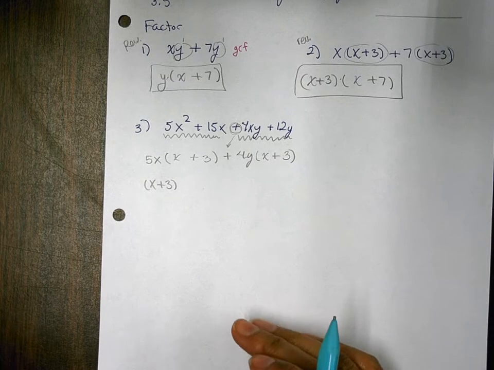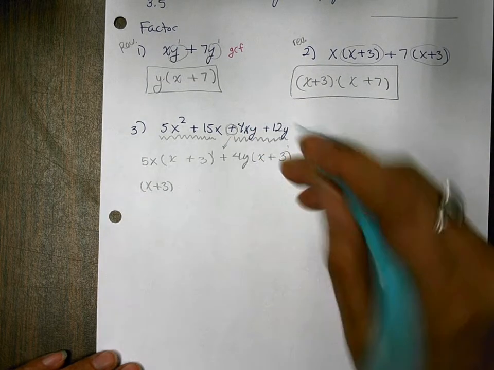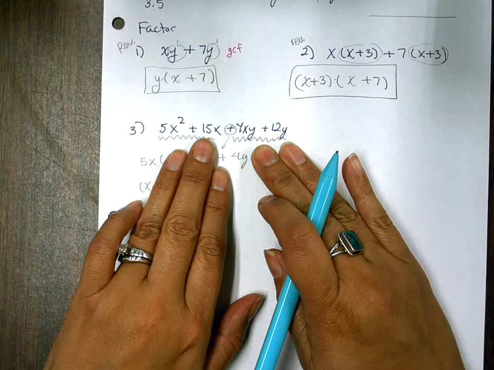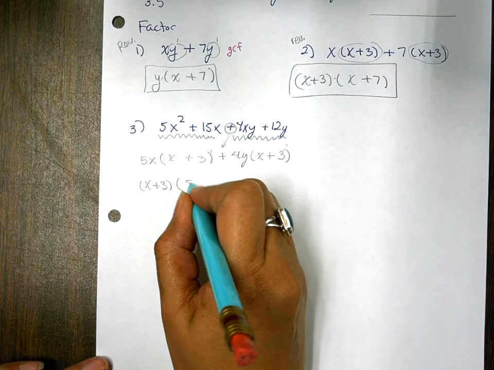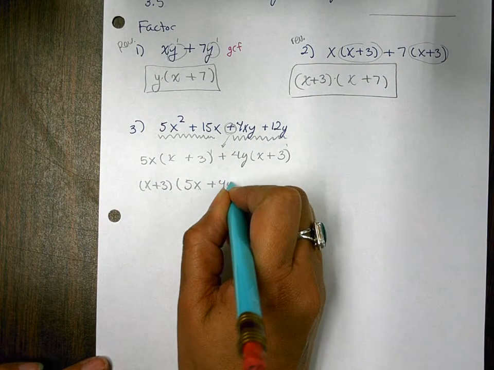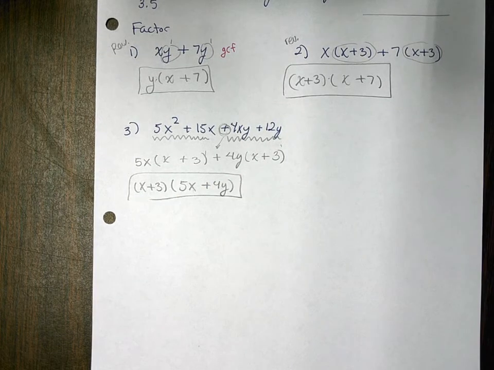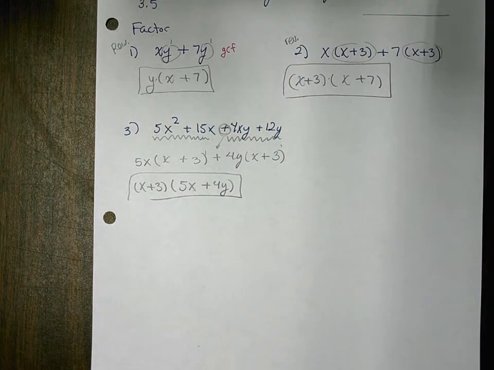Not x plus 3 squared, because they're both raised to the first power. Once you take that out, you're left with 5x plus 4y in parentheses. All this is being multiplied. That there is your beautiful final answer: x plus 3, 5x plus 4y.